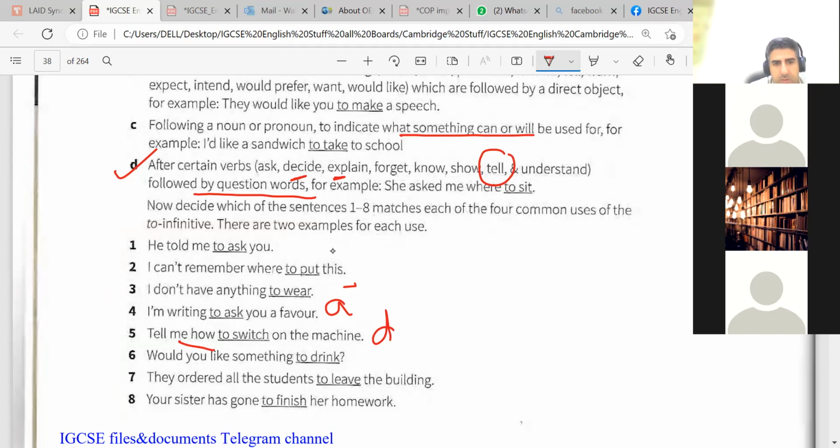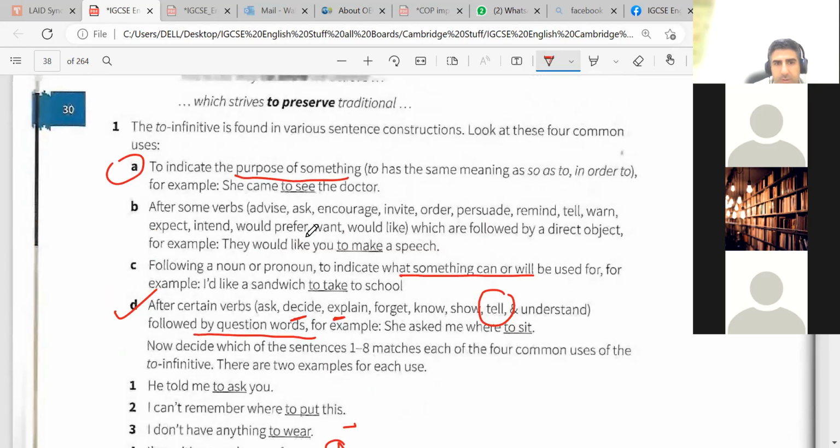Type six, Jury. Would you like something to drink? Why infinitive here? A, B, C, or D? Jury, are you with me? B. Type here B, to ask you.